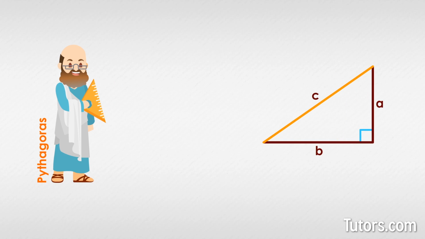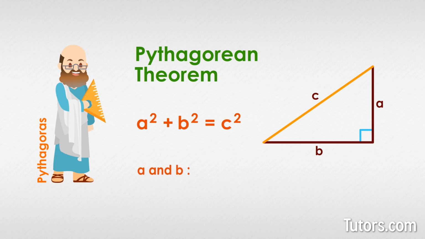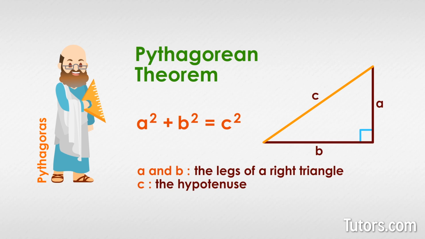Pythagoras was a Greek mathematician and philosopher who is still remembered for the formula called the Pythagorean theorem, probably developed not by him but by the school of thought he created. The Pythagorean theorem is a squared plus b squared equals c squared, where a and b are the legs of a right triangle and c is the hypotenuse.